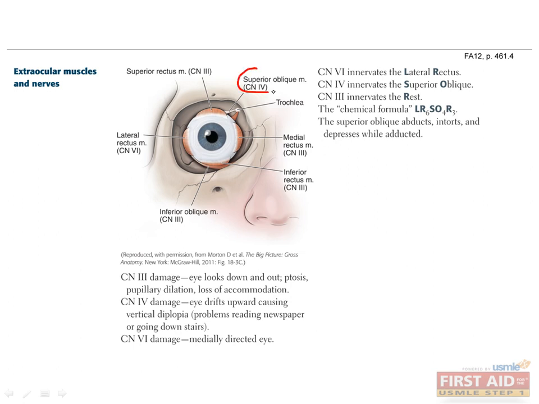Cranial nerve 4 only innervates the superior oblique muscle, and cranial nerve 6 only innervates the lateral rectus. Now, what would a deficit in cranial nerve 3 produce? This would give you the down and out eye because of unopposed actions of the superior oblique and lateral rectus muscles. Also, there would be ptosis due to loss of levator palpebrae innervation. Pupillary dilation and loss of accommodation due to loss of parasympathetic drive to the eye also occur.